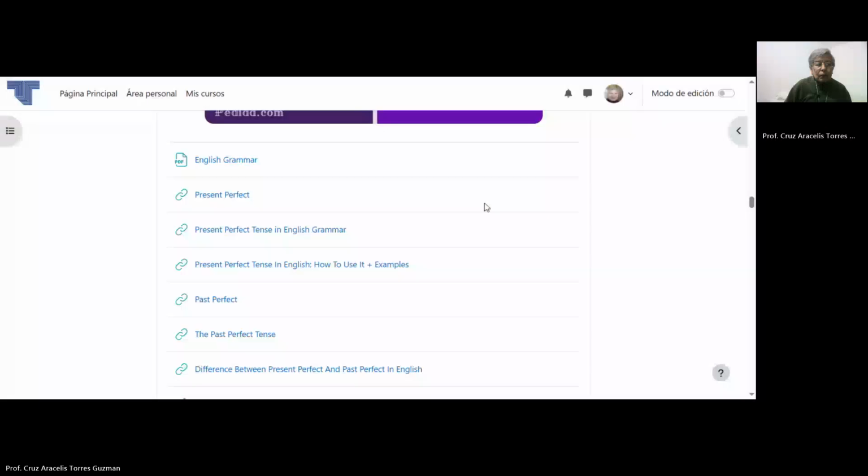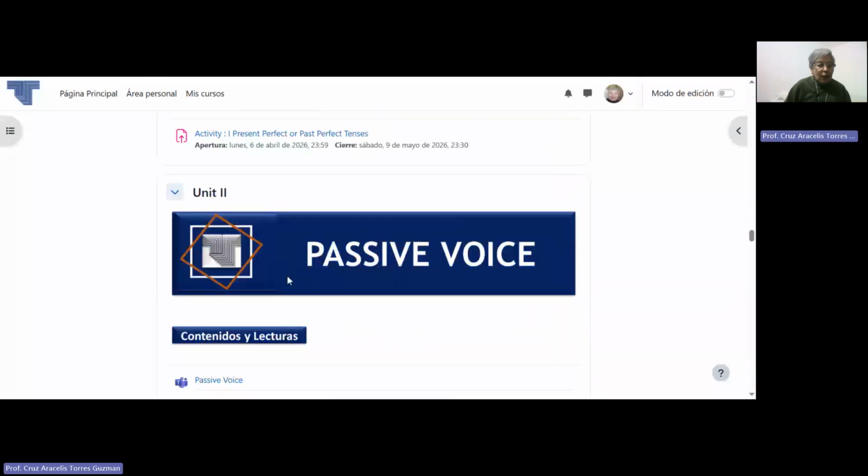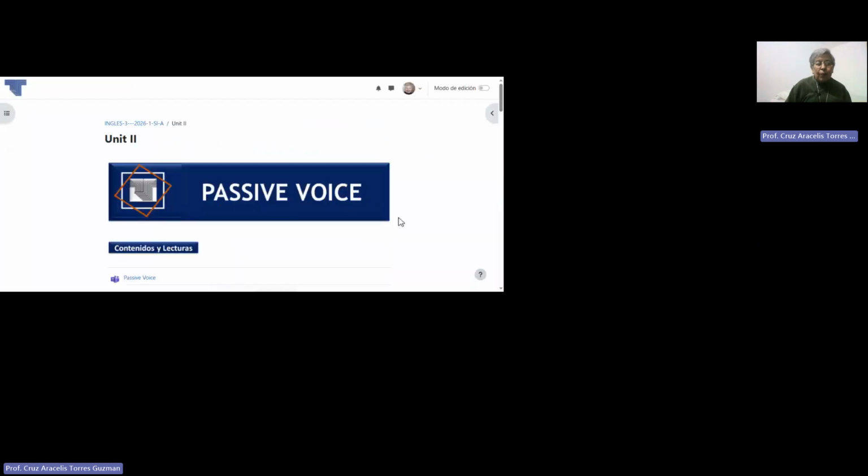I am sorry with you because the class was yesterday, but the lectures go on. So we have to do it today. So here I am to show you what is passive voice. Okay? Here is passive voice. We're going to see passive voice today.